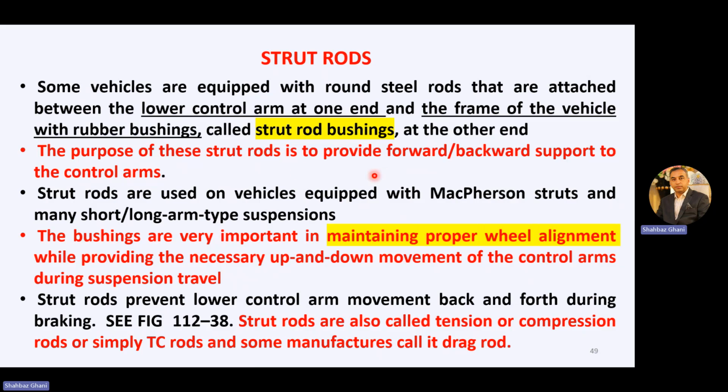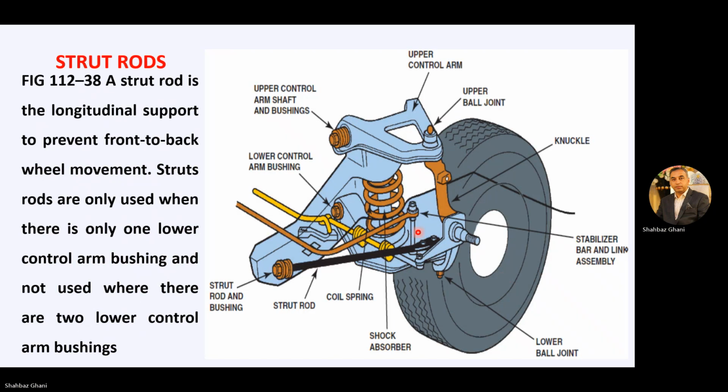The purpose is elaborated here more. Let's see this figure. A strut rod is a longitudinal support to prevent front to back wheel movement. Strut rods are only used when there is only one lower control arm bushing, and not used when there are two lower control arm bushings.